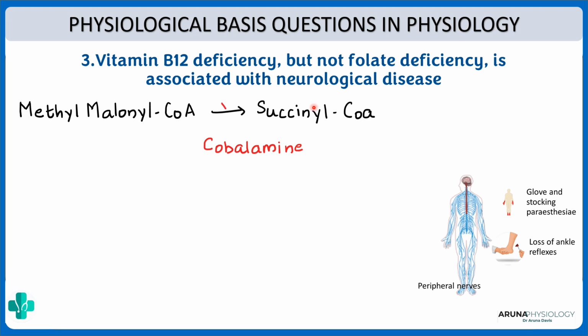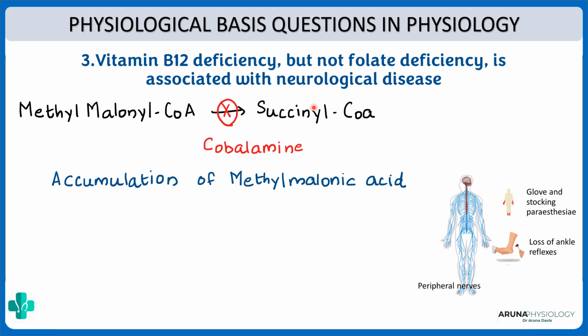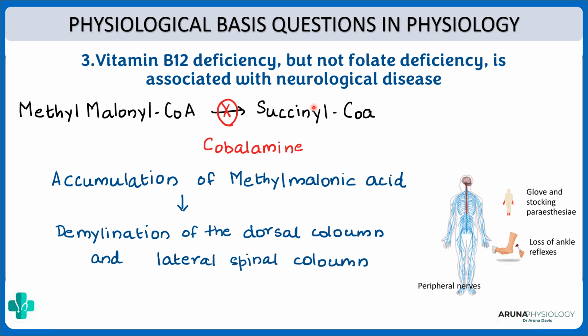So when there is vitamin B12 deficiency, this does not occur properly, and thus there will be accumulation of methylmalonic acid, and this can lead to demyelination of the dorsal column as well as the lateral spinothalamic tract, and thereby cause neurological symptoms, especially glove and stocking paresthesia. So it is due to accumulation of methylmalonic acid that there is demyelination and there are neurological symptoms.